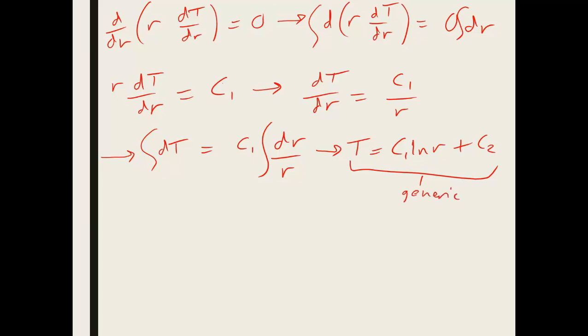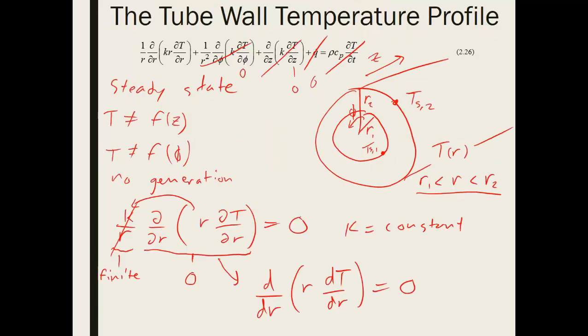But we want to make this more specific. We don't know what C1 and C2 are at this point. So we want to apply our boundary conditions. Those boundary conditions are at r equals R1, we have a surface temperature of TS1, and at r equals R2, we have a surface temperature of TS2.